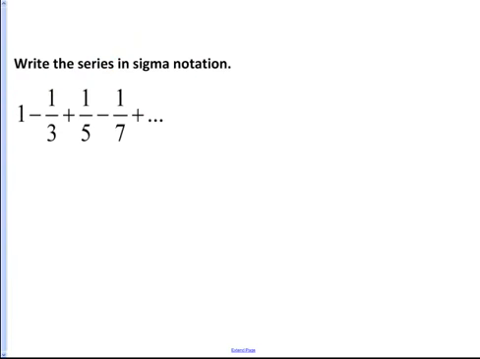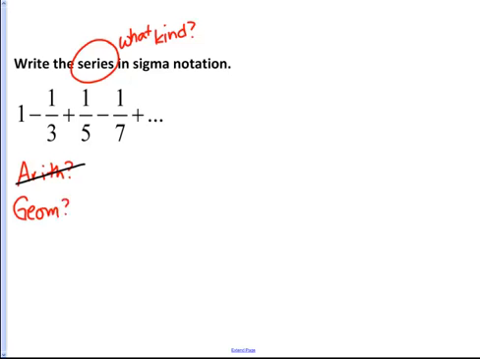Here's another series to write in sigma notation, and again, we're going to start by asking ourselves, what kind of series is this? If it were arithmetic, you'd be subtracting or adding the same thing every time. To get from 1 to negative 1/3, you would subtract 1 1/3, and it doesn't look like that'll get you to 1/5. So this isn't arithmetic. Similarly, to get from 1 to negative 1/3 by multiplying, you would multiply by negative 1/3, and again, that won't get you to 1/5. So this is not geometric either.